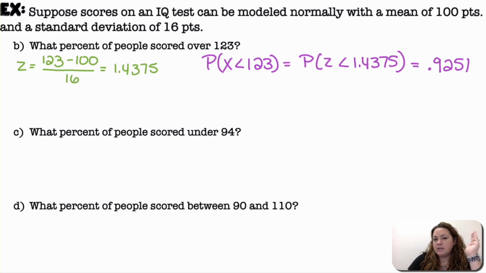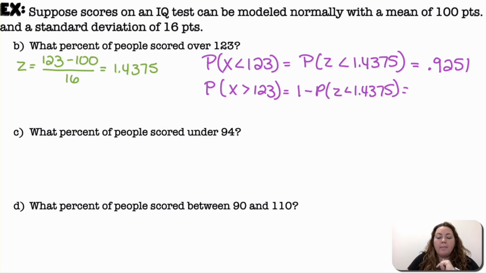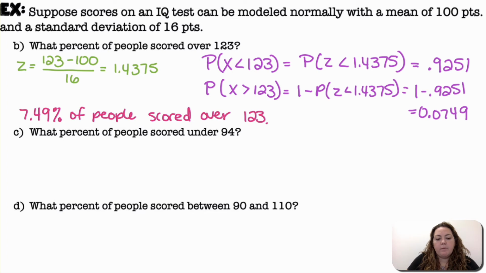So again, remember if you're using the tables, you have to be using the left tail. So you have to find the probability that it's less than that z-score. So if you're using the table, you'd have to use a z-score of 1.44 because it only goes to the hundredths place, and you would get 92.51. But I want over 123, so the probability that x is greater than 123 is 1 minus the probability that it's less than 123. So I would do 1 minus 0.9251, and I'd get 0.0749. So 7.49% of people scored over 123.